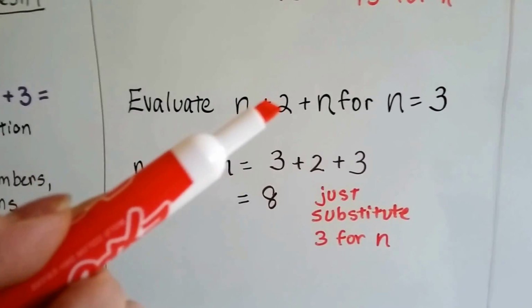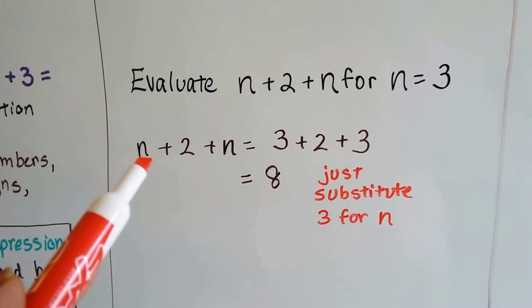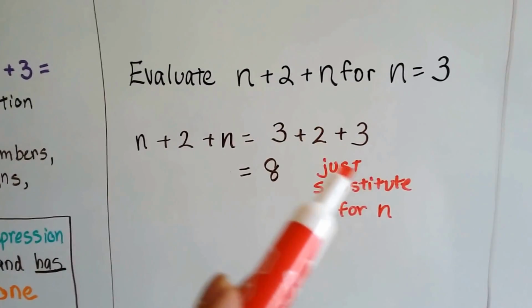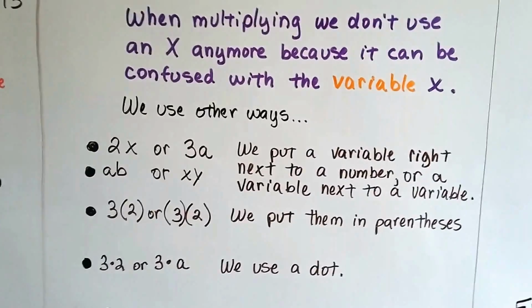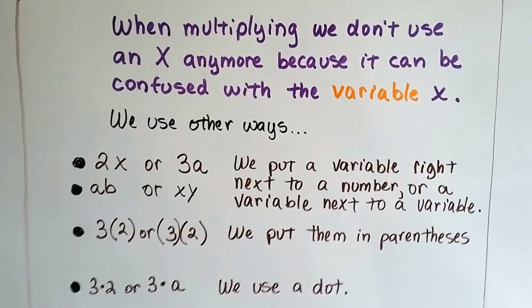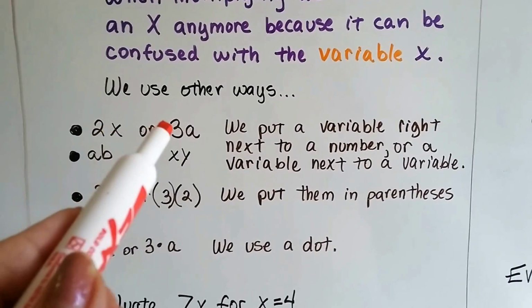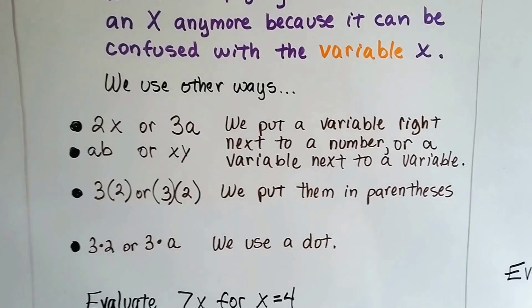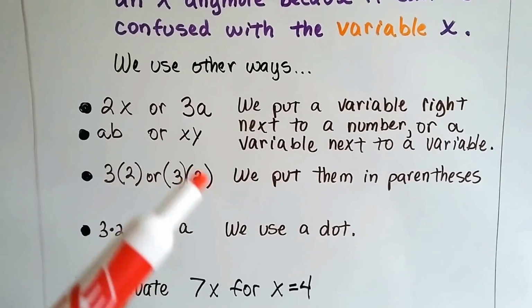So if I have n plus 2 plus n, and n equals 3, I just put a 3 in wherever I see an n. And instead of n plus 2 plus n, I get 3 plus 2 plus 3. Well, that equals 8. We just substitute the 3 for the n, see? Well, multiplying, we don't use an x anymore because it can be confused with the variable x. And we use x a lot as a variable. So we use other ways. 2x or 3a. See how there's a number next to the alphabet? We just put a variable right next to the number, or a variable right next to a variable, like ab or xy. Now, that is called a coefficient.